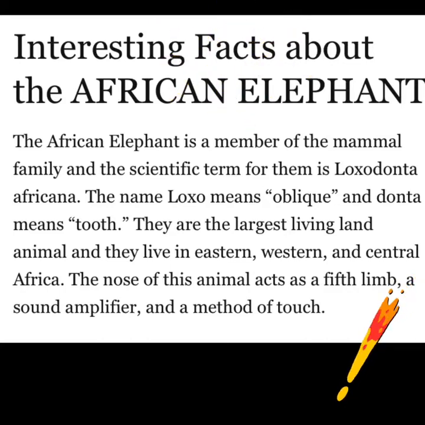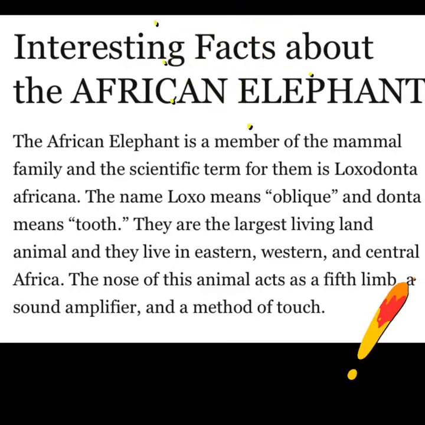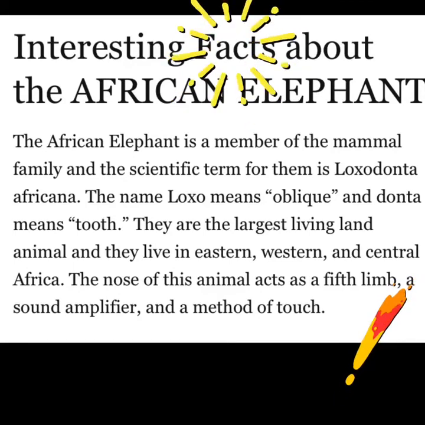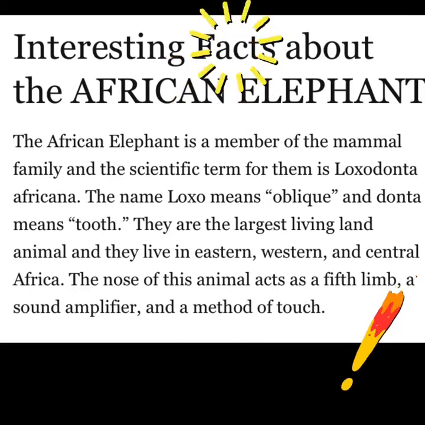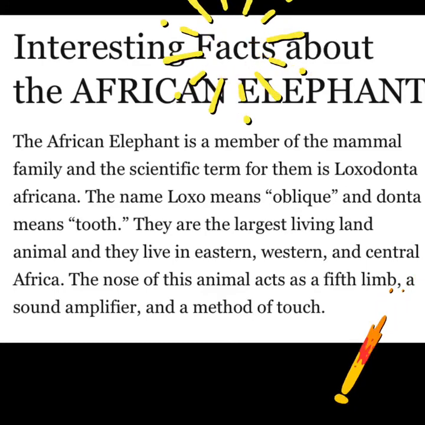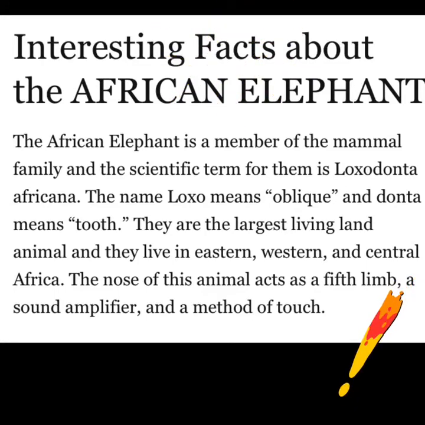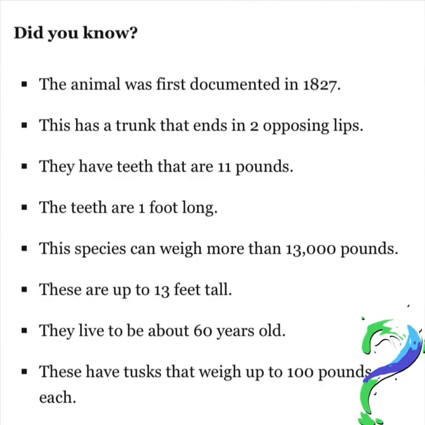So some interesting facts about the African elephant are: the African elephant is a member of the mammal family. And the scientific term for them is Loxodonta africana. The name Loxo means oblique, and Donta means tooth. They are the largest living land animal, and they live in eastern, western, and central Africa. The nose of this animal acts as a fifth limb, a sound amplifier, and a method of touch. Did you know that African elephants were first documented in 1827?